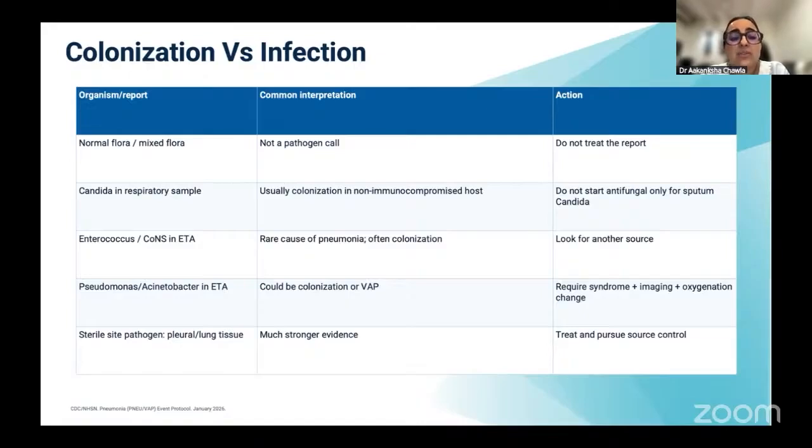Candida and Enterococcus in your endotracheal aspirates rarely cause pneumonia. They're mostly colonizers. Pseudomonas and Acinetobacter again would require syndrome plus imaging plus oxygen change. So it would require clinical correlation to rule out whether it is a true infection or a colonizer. And similarly, a sterile site, like if you've sent a pleural fluid or a lung tissue, has much stronger evidence. So you should treat and you should simultaneously achieve source control in these patients.